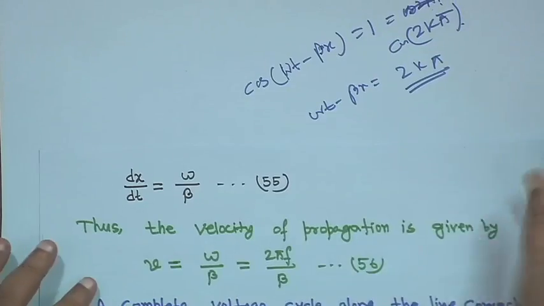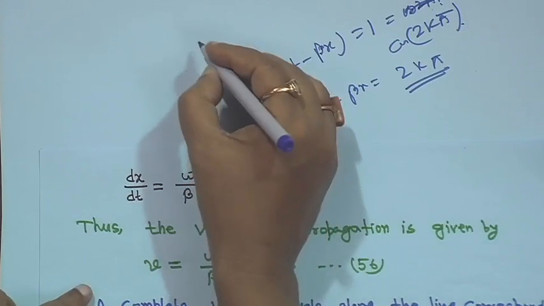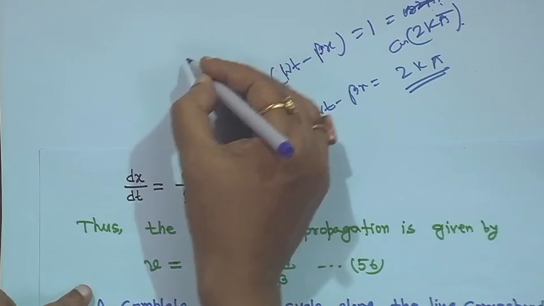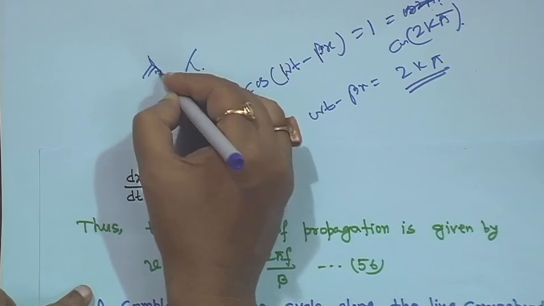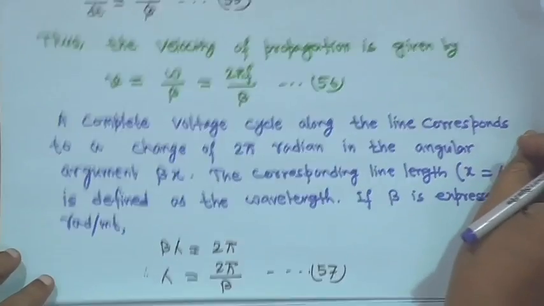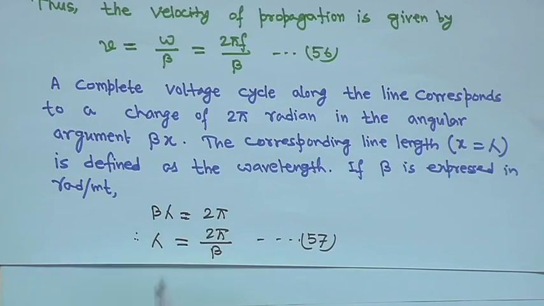Only one thing I will tell you, generally for lambda, this has become my habit, I write it like this, but actually it is like this. So you forgive me. This has become my habit, so I write like this.